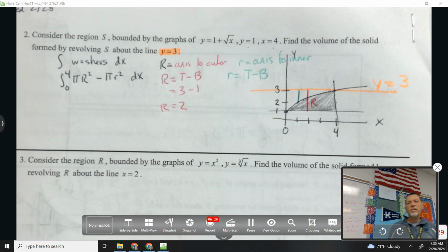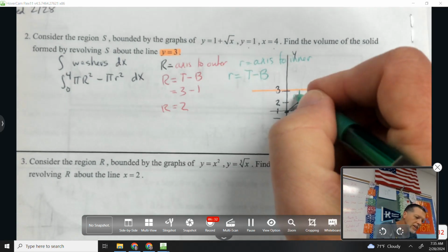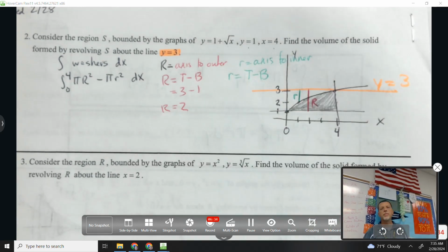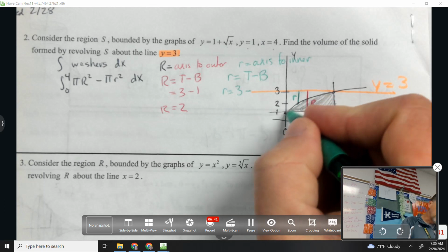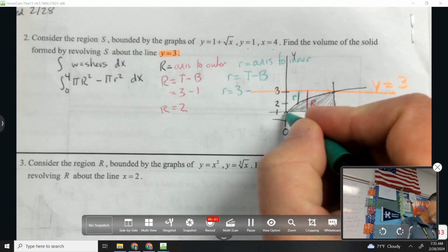And I'm still thinking top minus bottom to find this inner radius. Well, the top is 3. That's the easy part. What about the bottom? What about this curve? What is that curve?